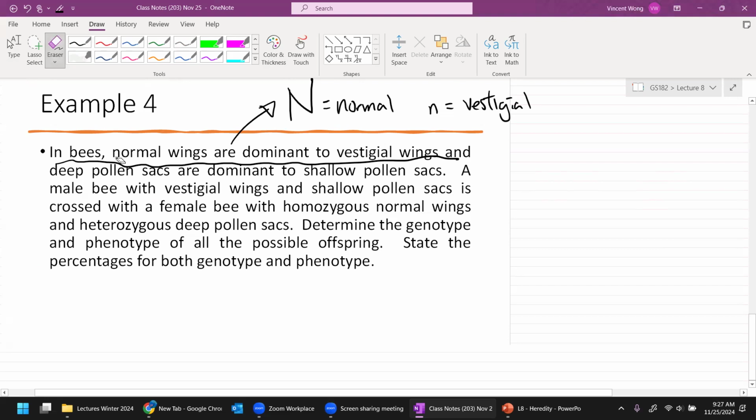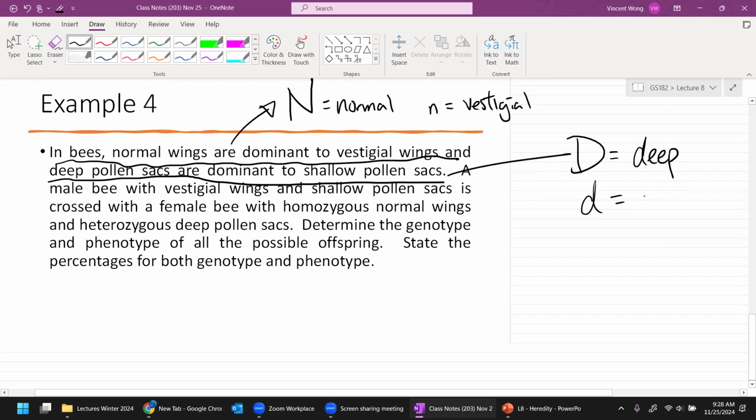Now the second one. Deep pollen sacs are dominant to shallow pollen sacs. And again, who cares what a pollen sac is? You don't need to understand what it is to do the question, right? A lot of people struggle with these questions because they don't understand what it is that they're reading. But I'm trying to tell you, it doesn't matter. It's irrelevant. You just need to pick out what the traits are. So here, what letter should I use? Yeah, big D for deep, and then small d for shallow. Exactly. That's all you need to know. All right.